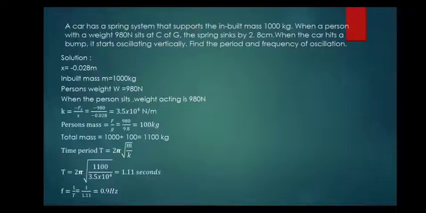f = 1/T, as frequency and time period are related inversely. 1 by 1.11 will give you 0.9 Hertz.